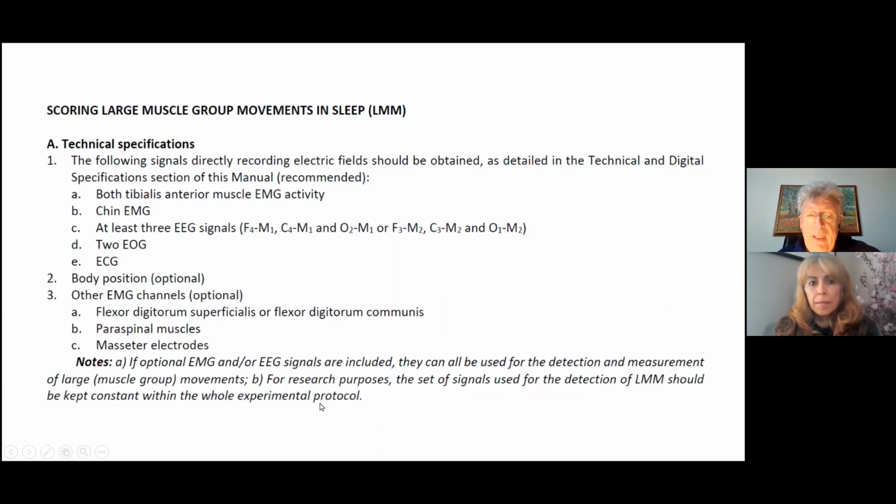It is important to note this, that especially for research purposes, if we use a set of signals that includes also optional signals, because these ones we must have always, it is important that these optional signals are kept constant during the whole research study, because of course this might be considered as a confounding factor if we change the set of channels that we are using.